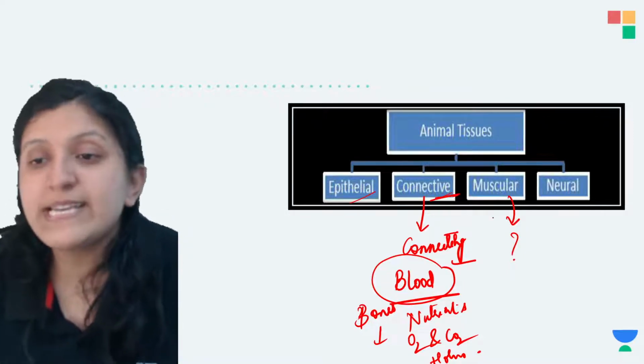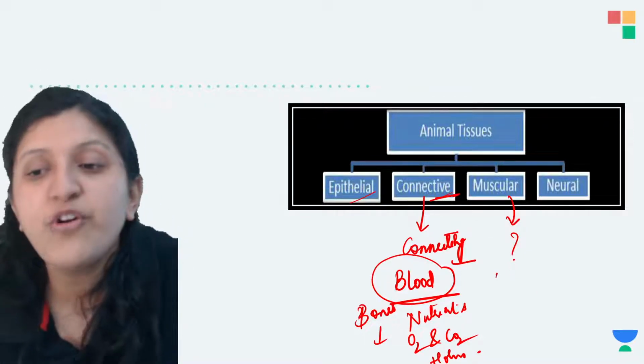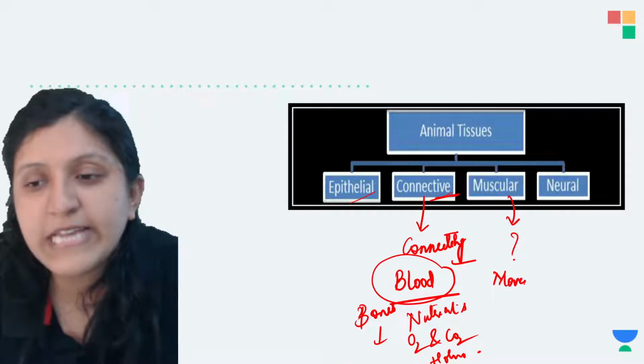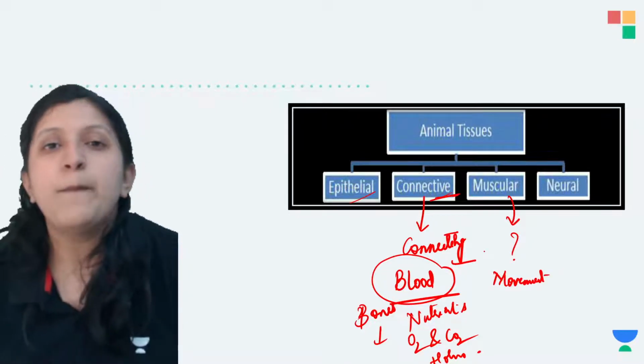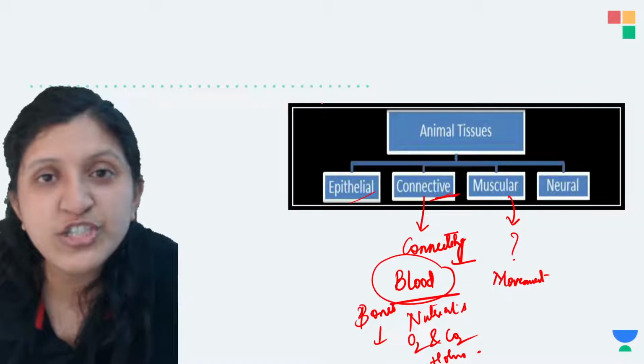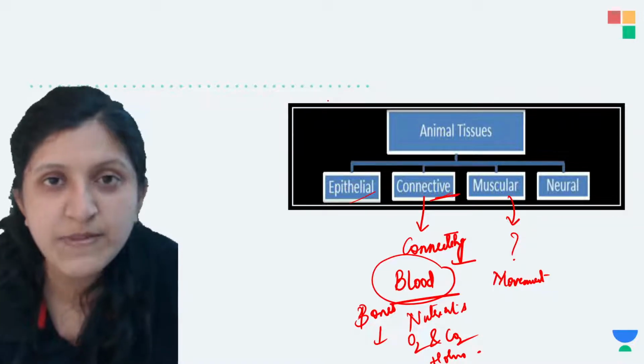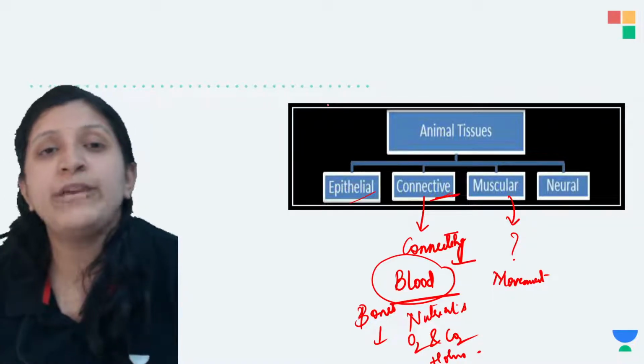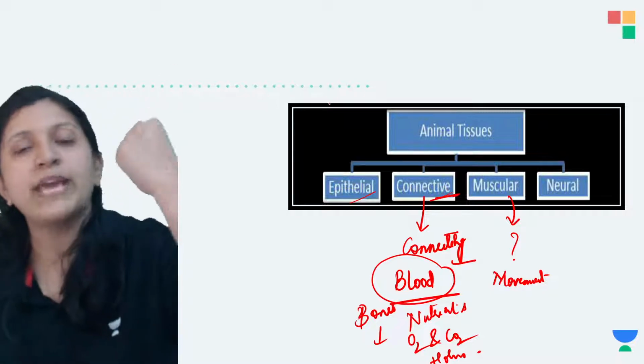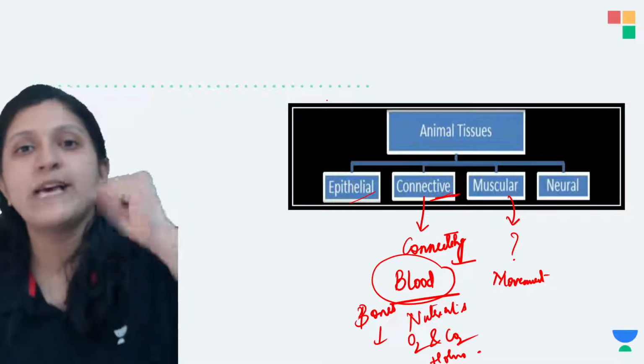Yes. So basically muscular tissue does the function of movement. Okay. So what kind of movement? Basically, movement, that is contraction in the muscle, relaxation in the muscle. So it need not be voluntary movement. Like, now I can move my hand, because the muscles are moving here.